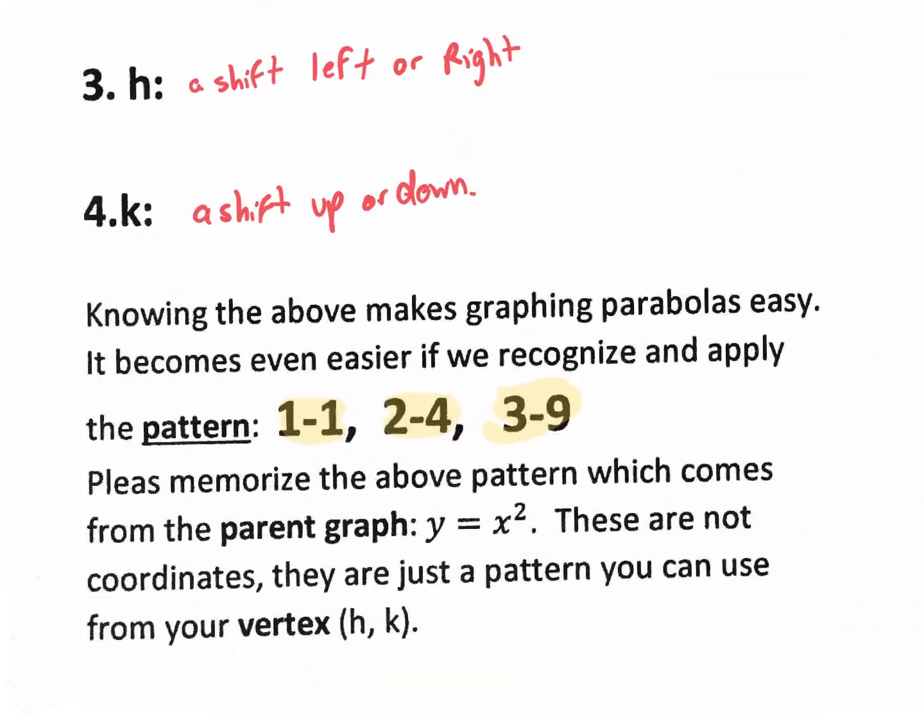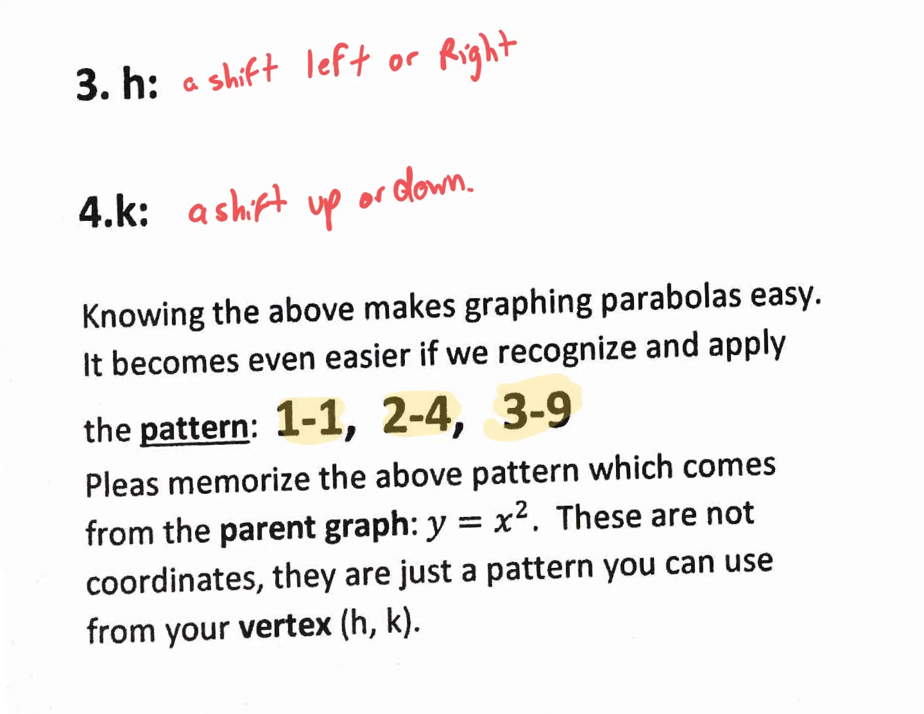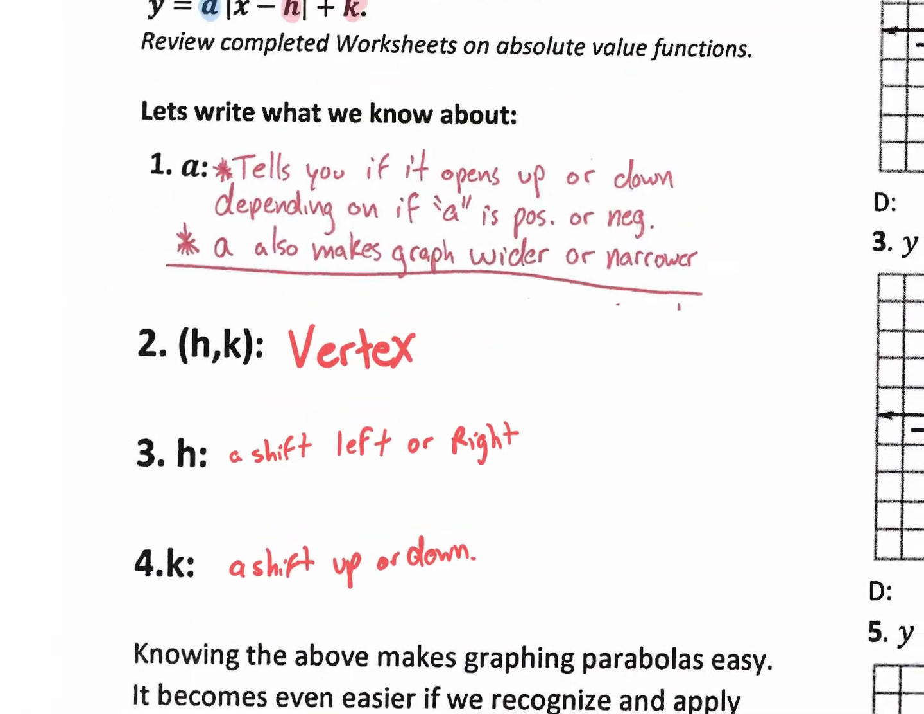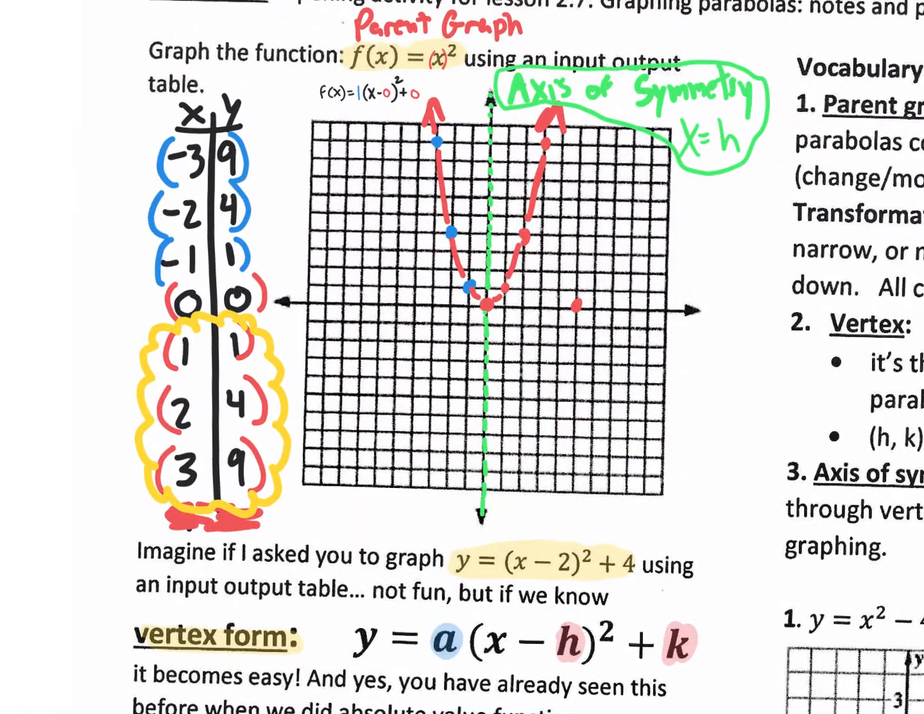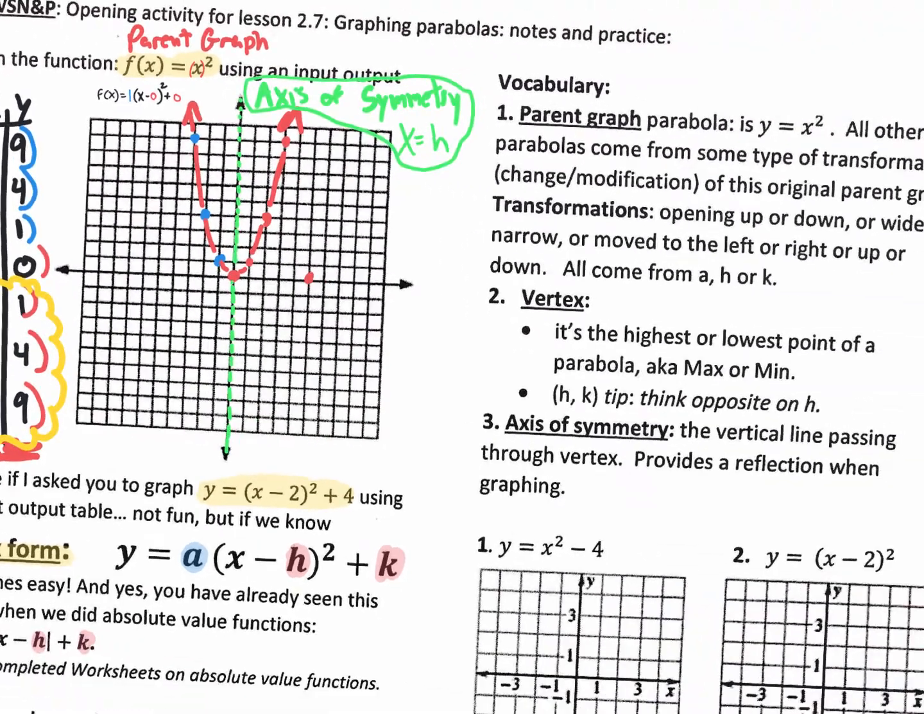The pattern 1, 1, 2, 4, 3, 9 comes from that parent graph that has the a value of 1, and it works for the a value of 1 or even -1. If you had a -1, instead of going 1 over and 1 up, you'd be going 1 over and 1 down. And this week we're only focusing on parabolas that have that perfect 1, 1, 2, 4, 3, 9 pattern, only with the a value of 1 or -1, so that's great.